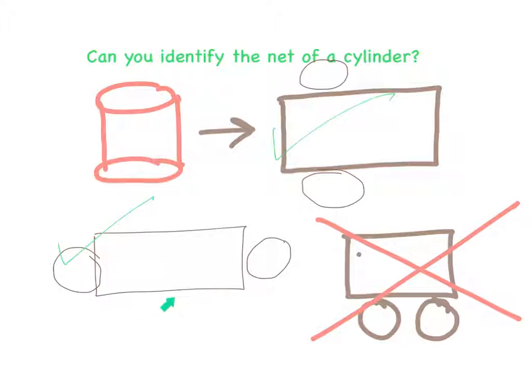As long as the circular bases are on opposite sides of the rectangle, then you do have a net of a cylinder.